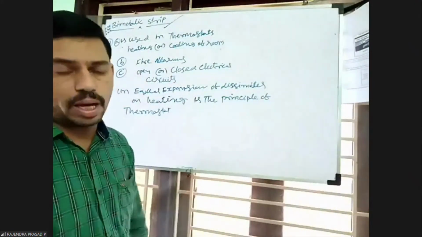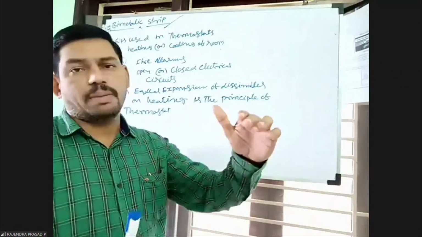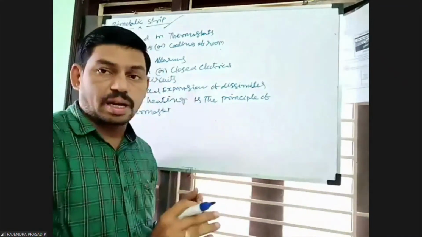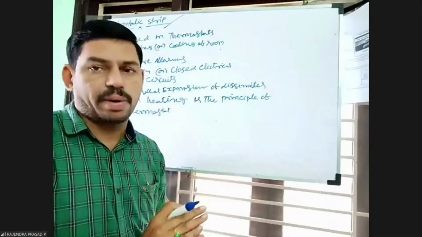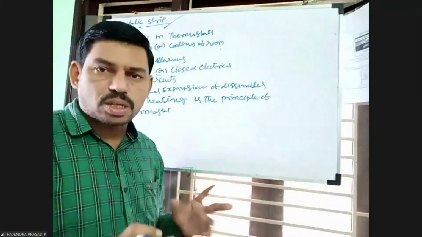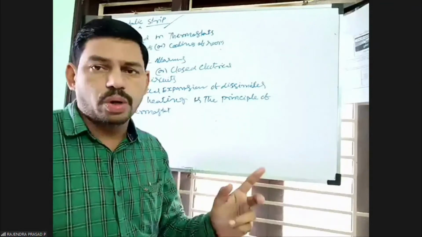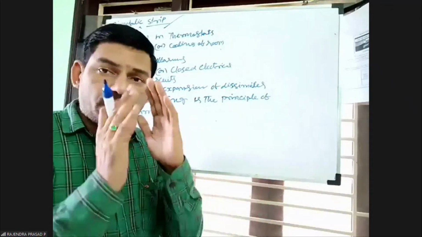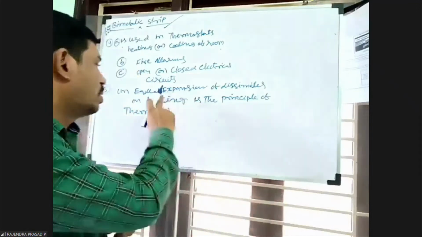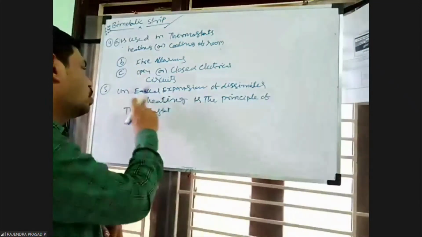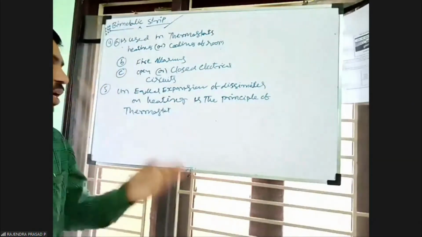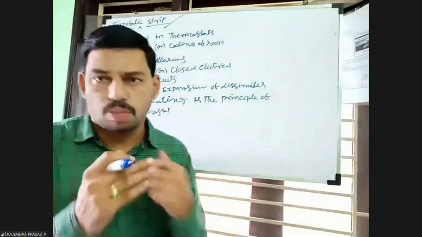For example, one is brass and the other is steel, so the two have unequal expansion. It is not two brass or two steel. Dissimilar metals must and should be used: two dissimilar metals with uneven expansion. So unequal expansion of dissimilar metals on heating is the principle of the thermostat.